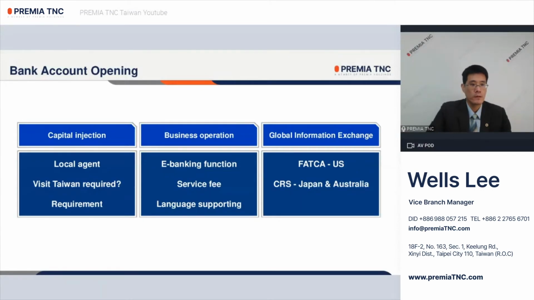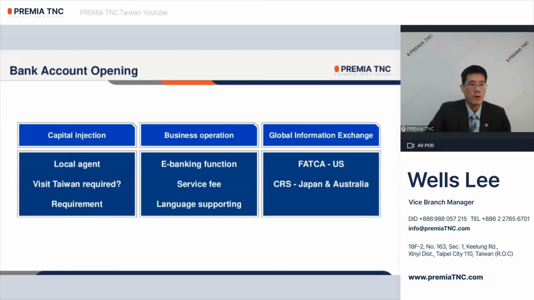Okay, the first one, local agent. For the bank account opening, we strongly suggest you find a local agent or staff to handle it, because most Taiwan bankers do not speak English. Some bankers don't even have the experience to handle the capital injection. So miscommunication is very likely to happen and delay your incorporation process.